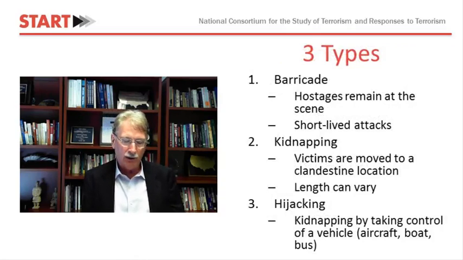The first we call a barricade attack. This is a situation where the hostages remain at the site of the attack. They're not free to leave. And hostage barricade attacks are typically short-lived. They typically play out pretty rapidly.